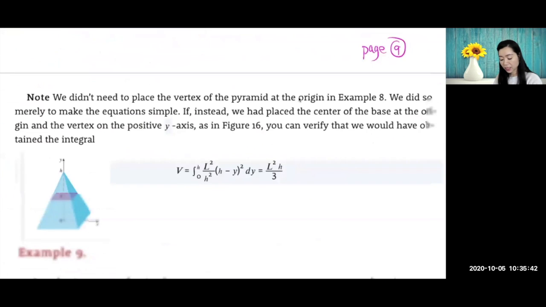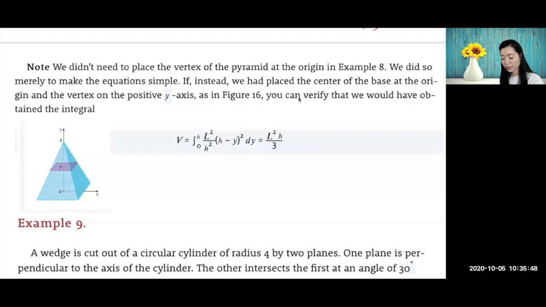Notice that we don't need to place the vertex of the pyramid at the origin, like the one that we did in the last example. We can also place the base of this pyramid this way. Then if we do it that way, we end up with this integral. The cross-section is still a square, but this time the thickness for each slice will be delta y, so that will be dy over here. And you're going to integrate this with respect to y. Y goes from 0 all the way to h. You would end up with the same result over here. Okay.